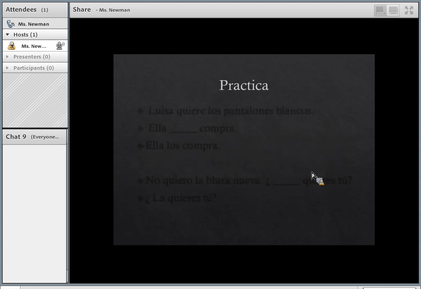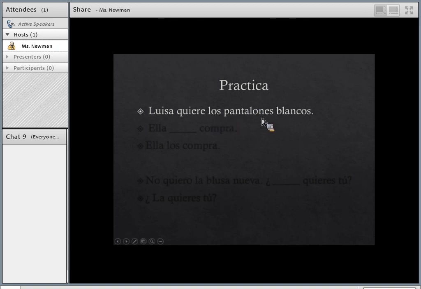Okay, let's do some practice. So we have Luisa quiere los pantalones blancos. So what is the direct object pronoun for this? Hopefully you got it. It is plural and masculine, so it's going to be los, right? So it goes right before that verb. Ella los compra.